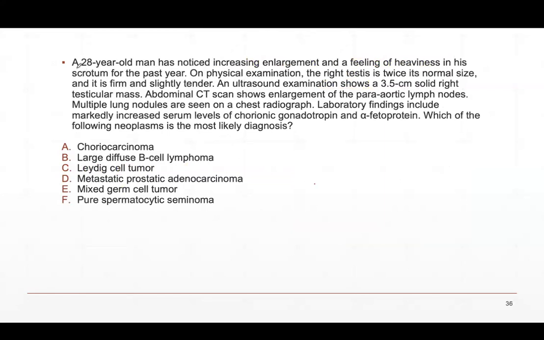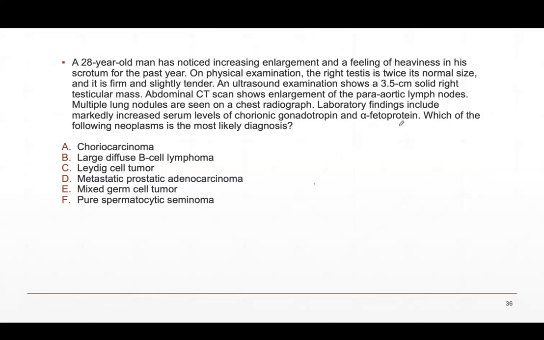So we have a 28-year-old man, and he has noticed increasing enlargement and a feeling of heaviness in his scrotum for the past year. On physical examination, his right testis is twice its normal size, and it's firm and slightly tender. The ultrasound shows a 3.5 centimeter solid right testicular mass, and abdominal CT shows enlargement of the para-aortic lymph nodes with multiple lung nodules on chest radiograph. So he has metastasis. This is most likely cancer, okay?